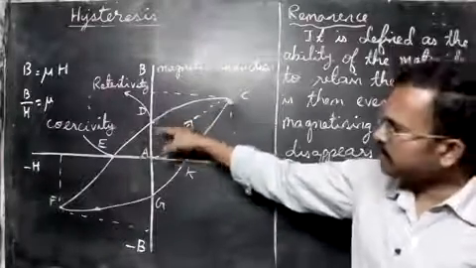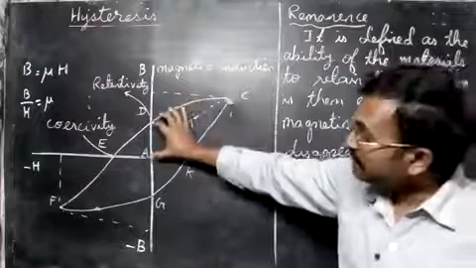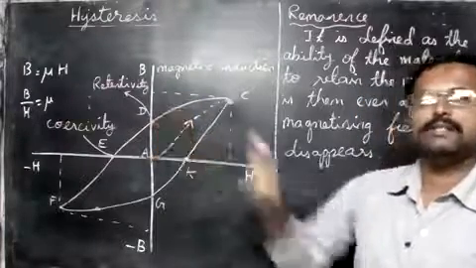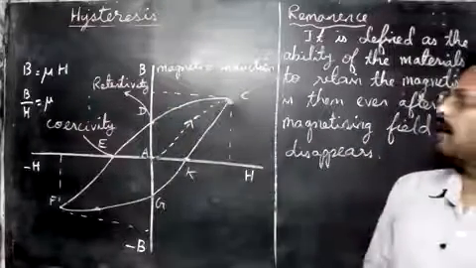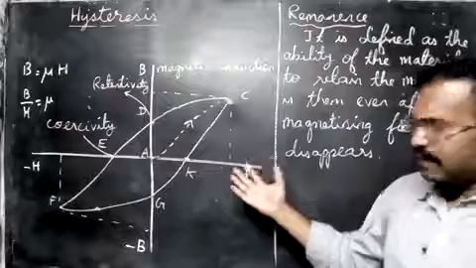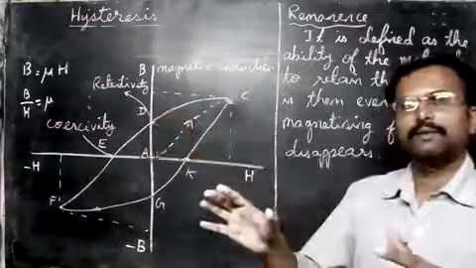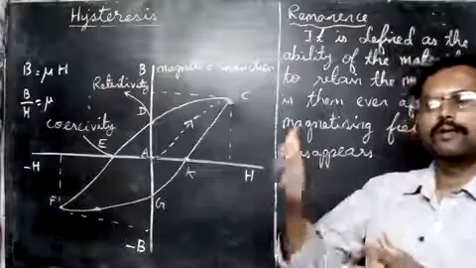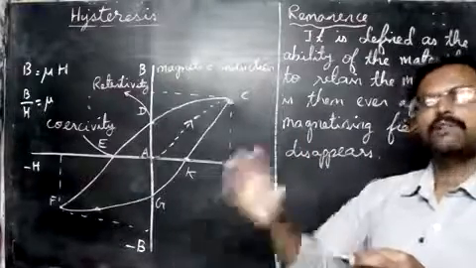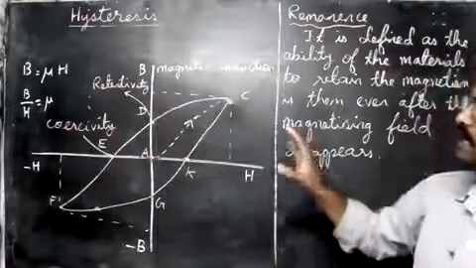Actually, it must come back up to A only, but it doesn't do so. It stores some magnetism here. That property is called remanence, or you can say retentivity also. Even after the magnetic field is gone, some magnetism is stored there. We can take an iron nail: when we keep it in a magnetic field and then take it out, it will become a magnet. It stores some magnetism inside it. That is called retentivity.